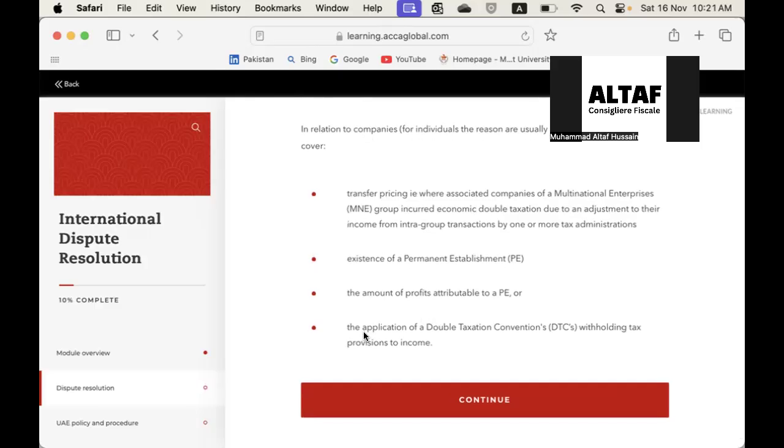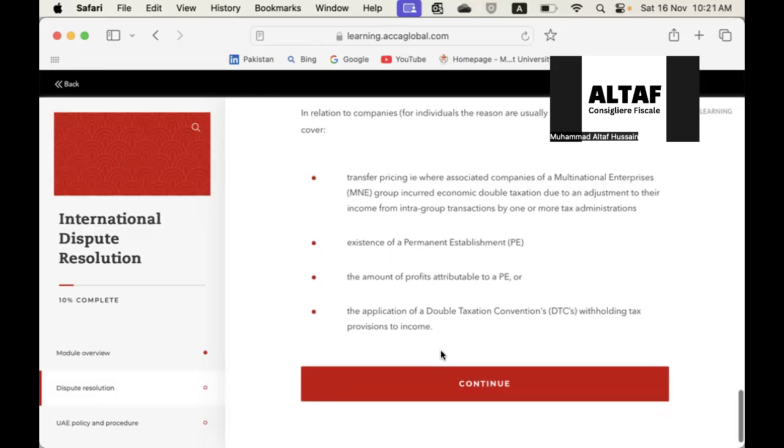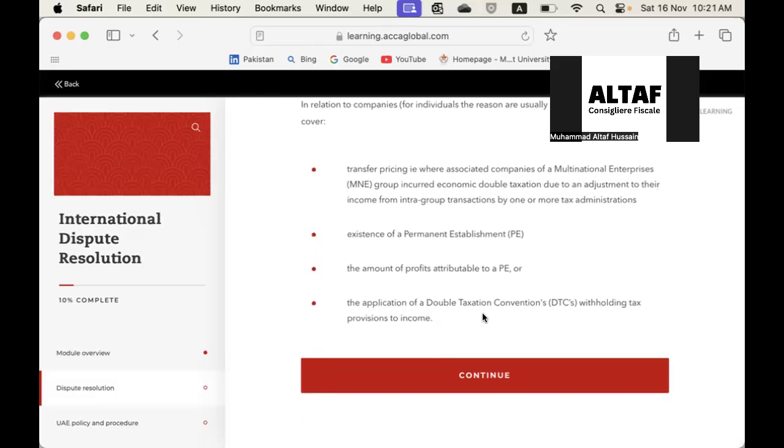Then one more aspect: the application of a double tax convention (DTC) withholding tax provisions to income. So, in many countries there is withholding tax. Sometimes these double tax treaties provide a kind of relief on the double withholding tax, because these two entities sometimes are group entities or associated enterprises. So under the double tax convention, a relief is provided that you don't have to deduct tax on transactions with your related parties or associated companies.